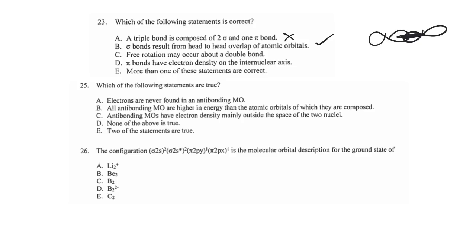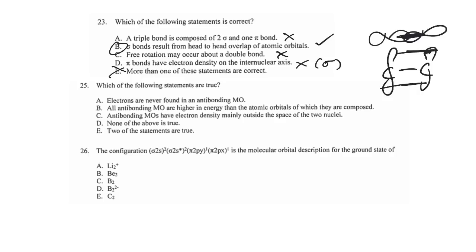Free rotation may occur about a double bond. A double bond is really locked in place, because if we rotate the double bond, we're going to break the pi bond. So we can't rotate around a double bond. Pi bonds have electron density on the internuclear axis. Pi bonds have electron density on the internuclear plane, not on the internuclear axis. Sigma bonds have their electron density on the internuclear axis, so that statement would be true for sigma bonds. More than one of those statements is true, so the right answer would just be B.